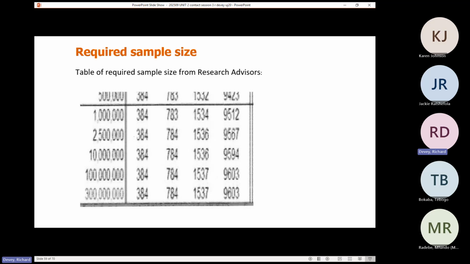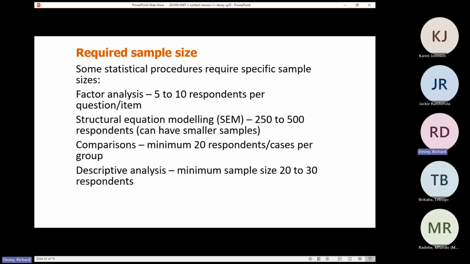So as the population gets bigger, your required sample size relative to that population becomes actually smaller, because big samples are representative of large populations. All right. So some statistical procedures require specific sample sizes.